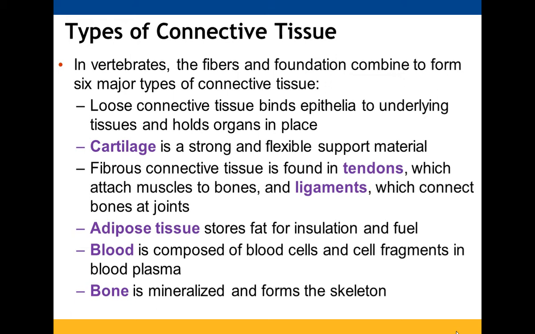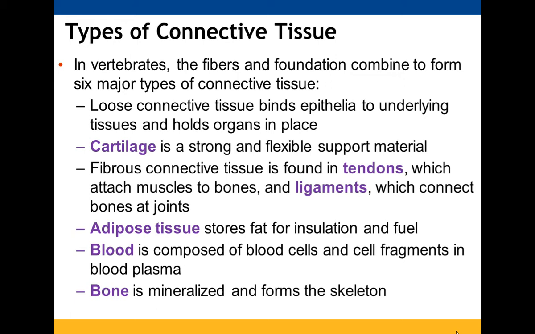Cartilage is another big one. The connective tissue that we find in tendons allows us to attach muscles to our bones, as well as ligaments, which connect the bones at the joints. Adipose tissue is able to store fat for insulation and fuel.